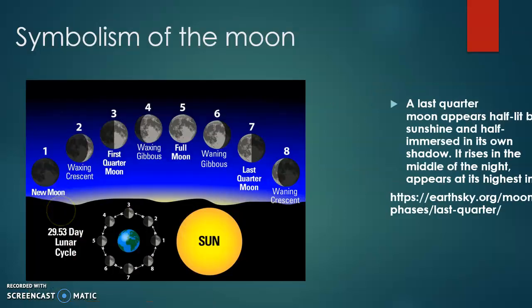All right. And then we're still with the moon now. As Ephraim said, we must be born last quarter. But when I looked at it, this is last quarter. It means it's half dark and half light. Last quarter moon appears half lit by sunshine, half immersed in its own shadow. It rises in the middle of the night and appears at its highest. And that's the site where I took it from. And so full moon is the moon that Rosa would like her baby to be born. And so there is a kind of symbolism that goes with full moon.